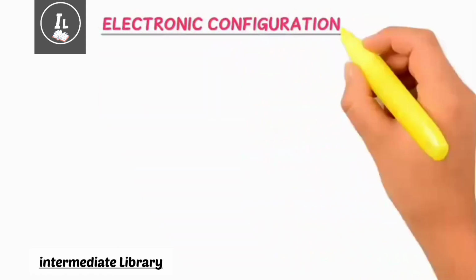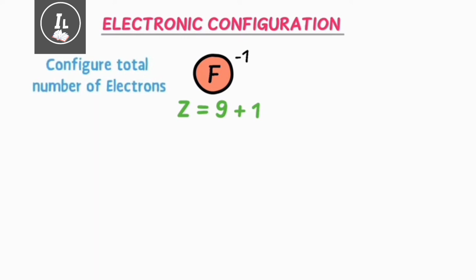Lastly, let me teach you electronic configuration of negative ions or anions like fluorine ion. Negative means that fluorine atom is in loss because it has taken a loan from someone. We know that atomic number of neutral fluorine atom is 9. Now add this one electron taken as loan. So we get 9 plus 1 is equal to 10 electrons. In case of negative ions, just configure the total number of electrons.